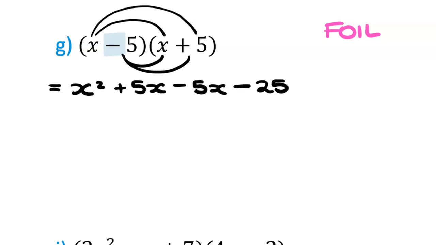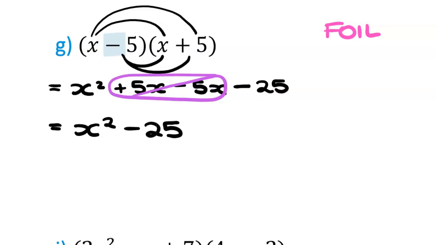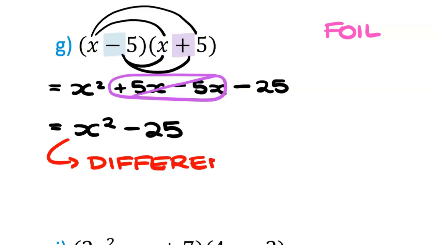Remember, we're multiplying. I love these because you'll notice in the middle we've got a plus 5x and a minus 5x. Plus 5x, take away 5x, is going to leave us with 0. So this one is written as x squared minus 25. This final answer is really special because we've got something squared minus something squared. It's something called the difference of perfect squares. And difference is because we've got a subtraction here.